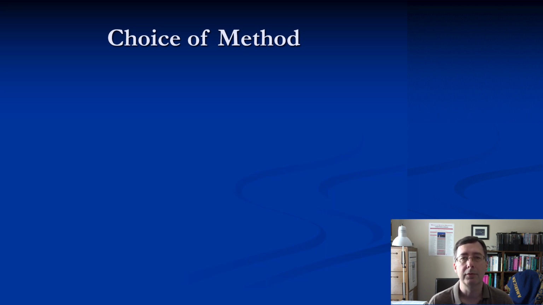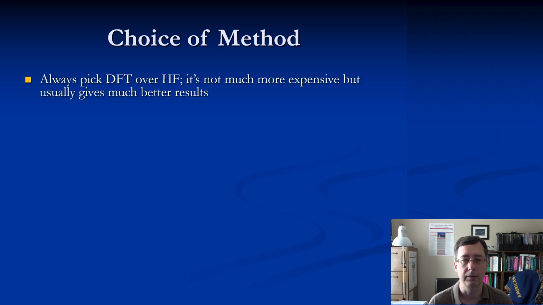Now, in terms of the choice of method, theoretical method like Hartree-Fock or DFT, what's my advice? I would say always pick DFT over Hartree-Fock. Your computational costs are going to be similar. If I don't have hybrid functionals, then the cost of DFT can actually be cheaper. If I do have hybrid functionals, then the cost of DFT won't be much more than Hartree-Fock, but the DFT is almost always going to be more accurate if I have some reasonable choice of functional.